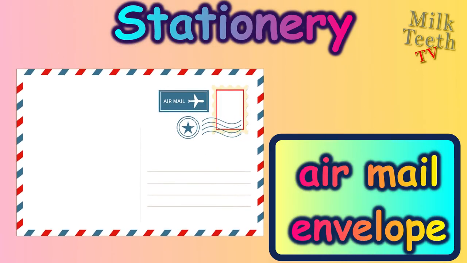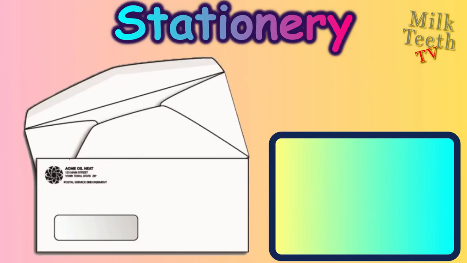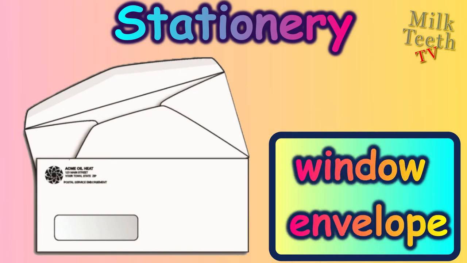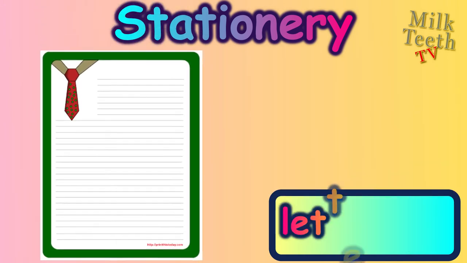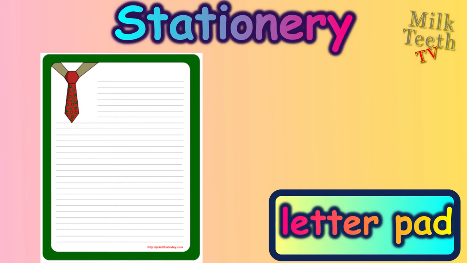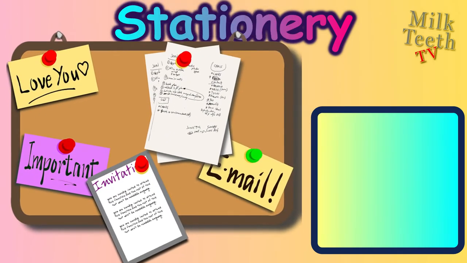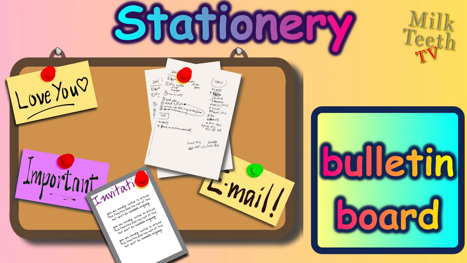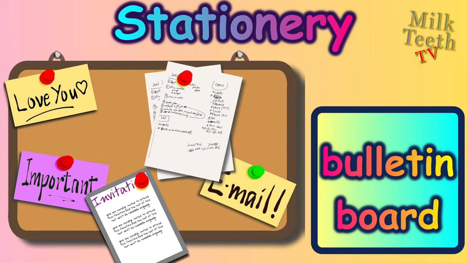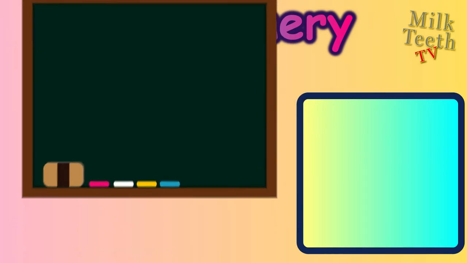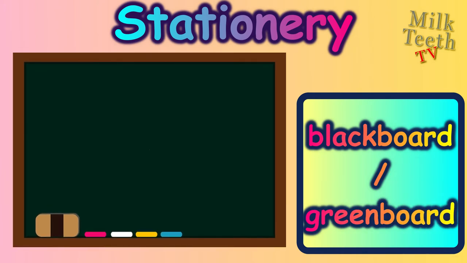This is an airmail envelope. This is a window envelope. This is a letter pad. And where do we put our notes and notices? On the bulletin board. This is a blackboard, also known as a green board.